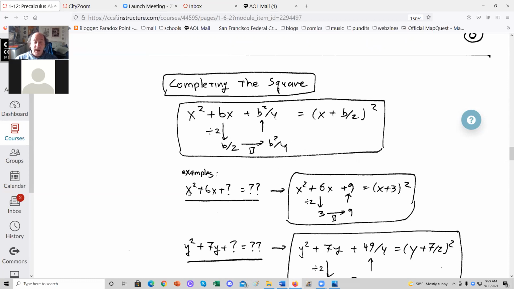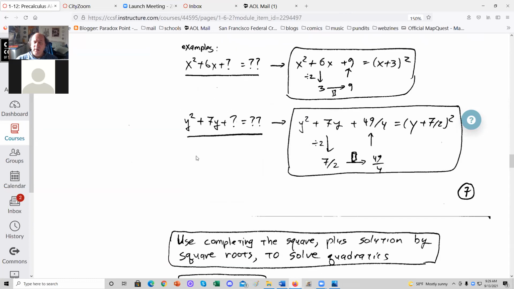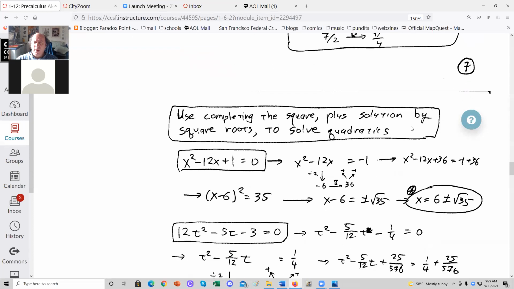For example, x squared plus 6x plus what equals what? Take half of 6, that's 3. Square that, that's 9. So x squared plus 6x plus 9 equals x plus 3 squared. Or here, y squared plus 7y plus what equals what? Take half of 7, that's 7 halves. Square that, that's 49 over 4. Place the 49 over 4 here, the 7 halves here. So y squared plus 7y plus 49 fourths equals the square of y plus 7 halves.